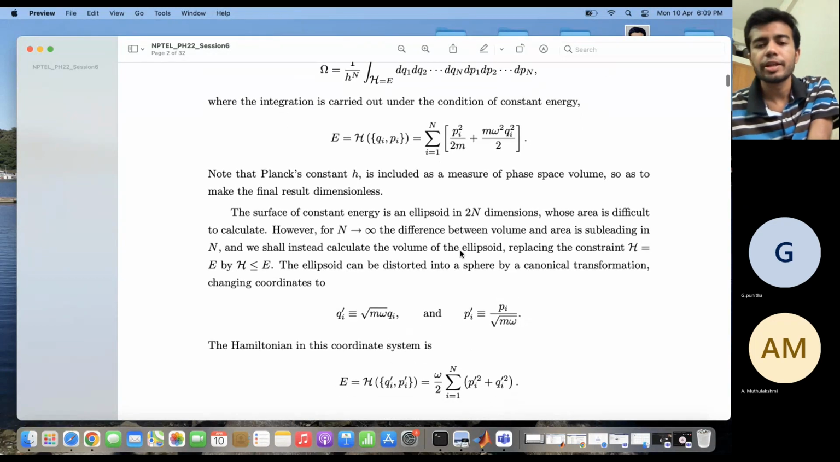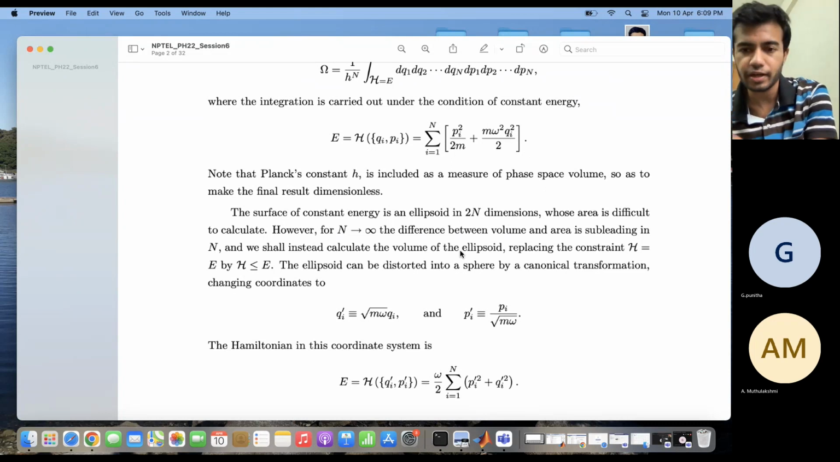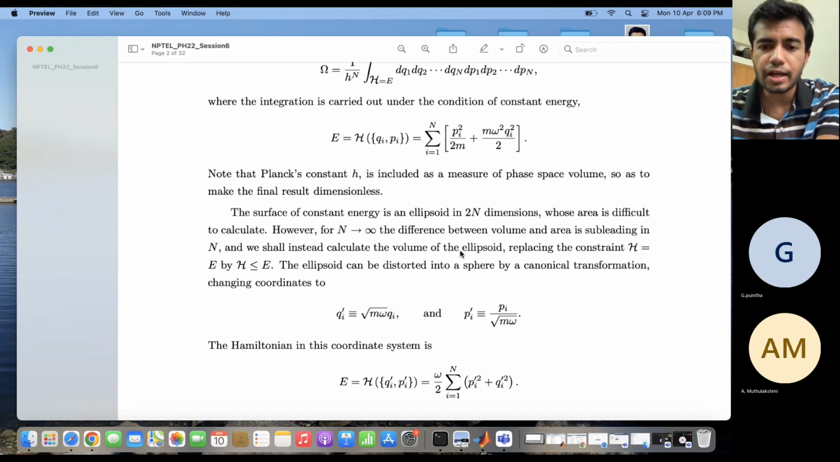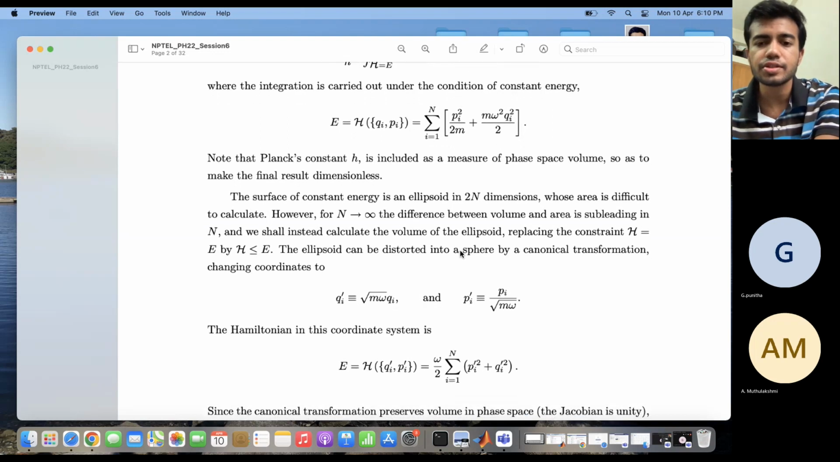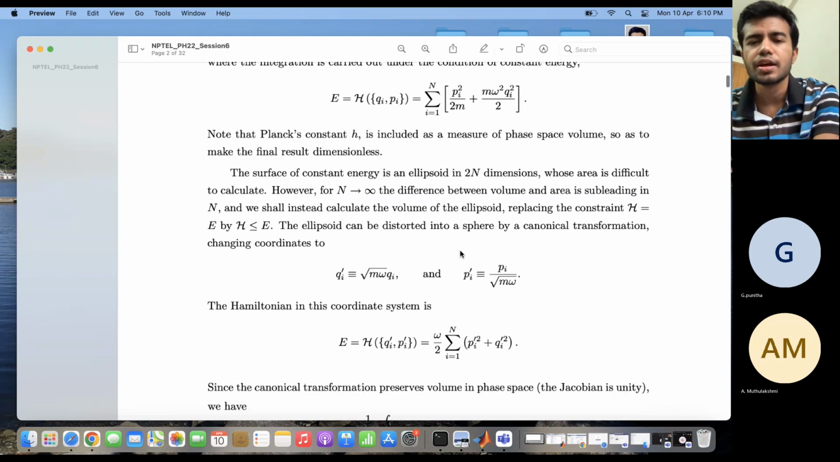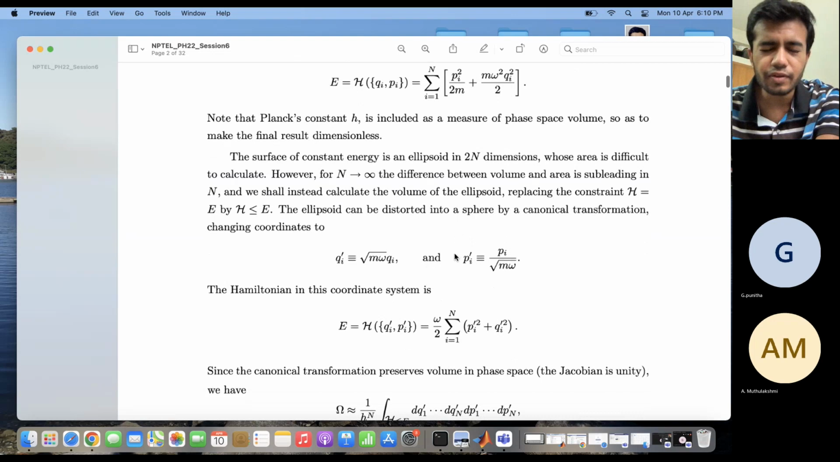So how do we go from an ellipsoid to a sphere? Because, sir, calculating the surface area of an ellipsoid is a difficult task. So what we do is a canonical transformation. That means we transform the coordinates of the ellipsoid such that we get a sphere in terms of the new coordinates. And what are the new coordinates? The new coordinates are qi dashed and pi dashed, where qi dashed is equal to the square root of m omega times qi, and pi dashed is equal to pi by the square root of m omega.